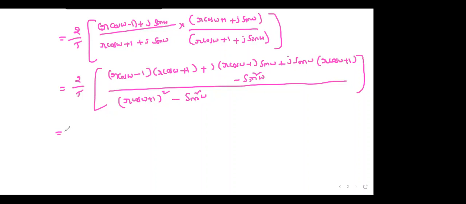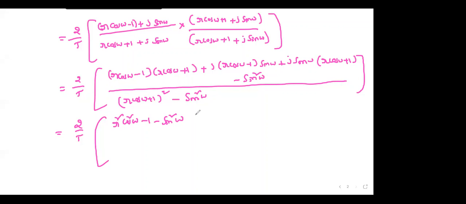This is equal to 2 by T into, this is (r cos omega minus 1) into (r cos omega plus 1). This is like (a minus b) into (a plus b), so I can write it as a square minus b square. So r square cos square omega minus 1, I can write. Then here plus sin square omega I will keep it here because it is the real part. I will close it.